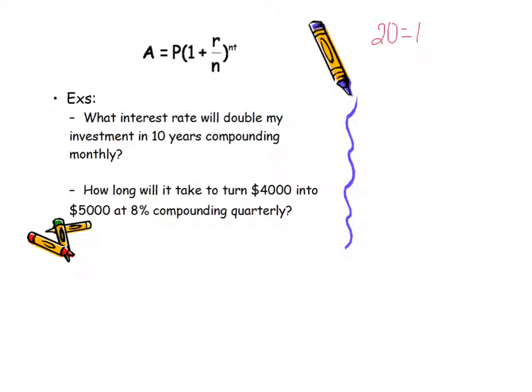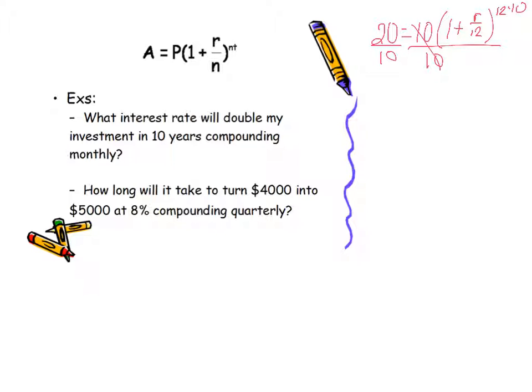My initial amount is 10. 1 plus my interest rate. That's what we're looking for. What is the interest rate? But it's compounded monthly, so I'll have to divide that interest rate by 12. To the n is the number of times it's compounded in 10 years. Let's go solve it. The very first thing you're going to do is divide by that initial amount.